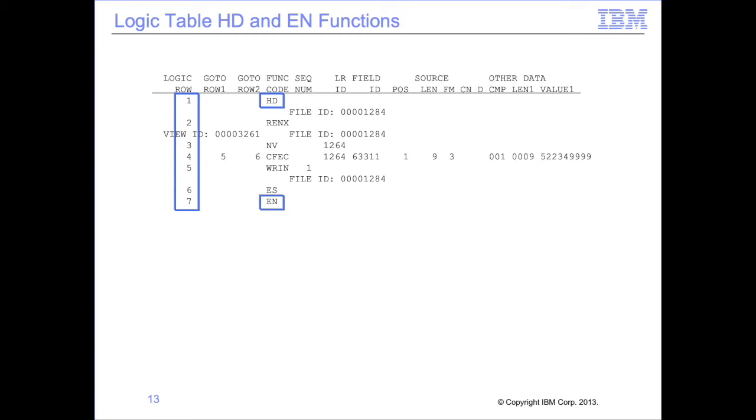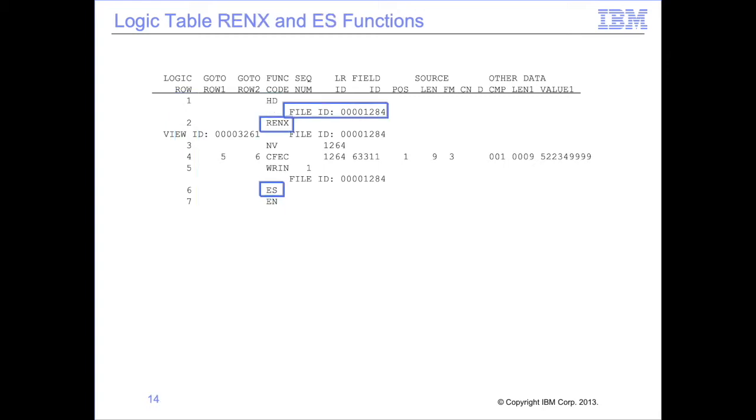The logic table shown is for view 3261, our copy input view. It is a complete logic table with only 7 logic table rows. The first logic table function in each logic table is an HD, or header function. This function causes startup functions to be performed, such as allocating memory and so on. Each logic table ends with an EN, or end function. The EN function ends all processing.